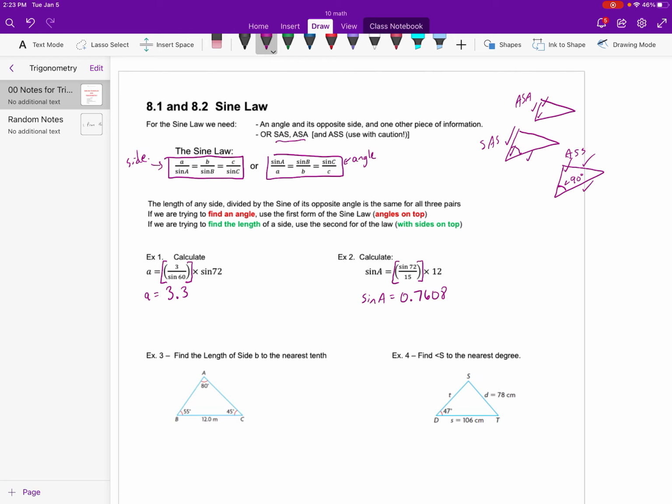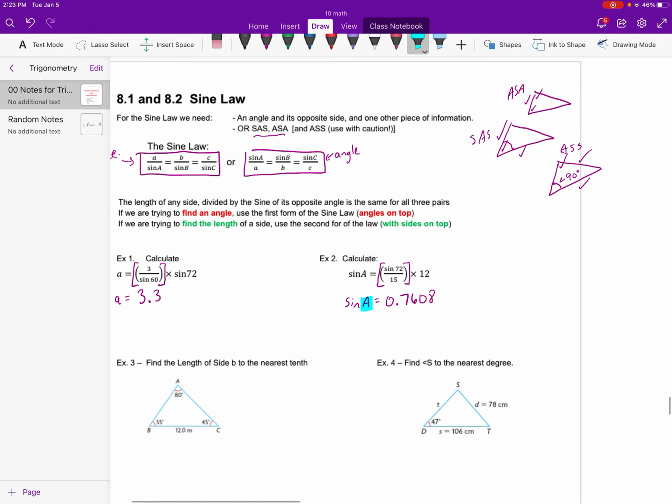And as we did before, the goal here is to get A by itself. So the only way to undo what sine is doing to A is to do the inverse. So we're going to do sine negative 1, 0.7608. That moves sine to the other side of the equation. If you type that into your calculator, you should get 49.5 degrees.